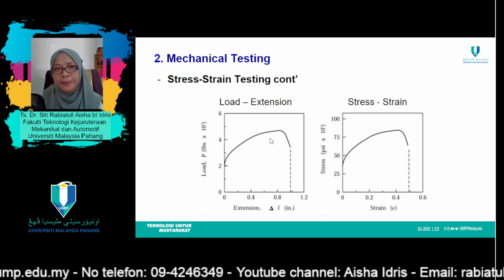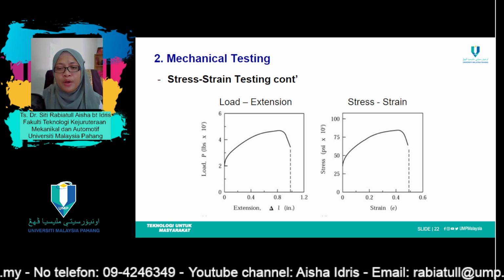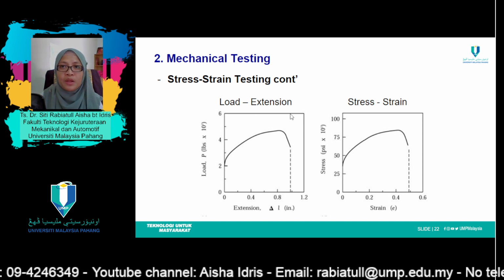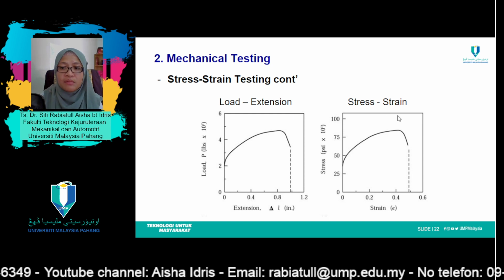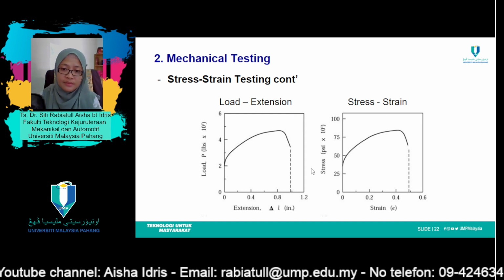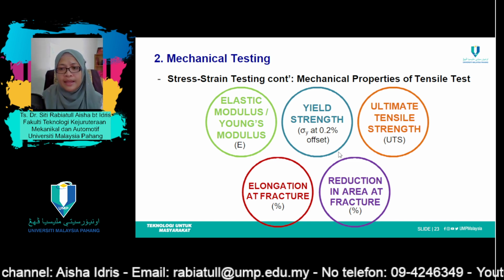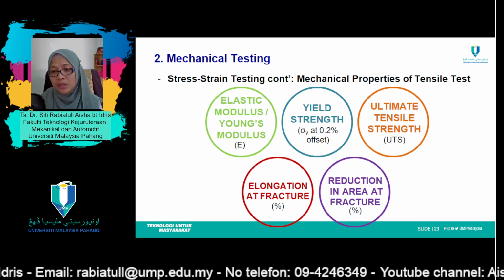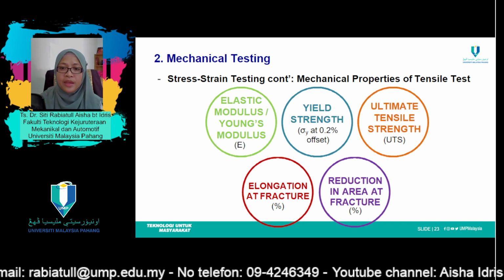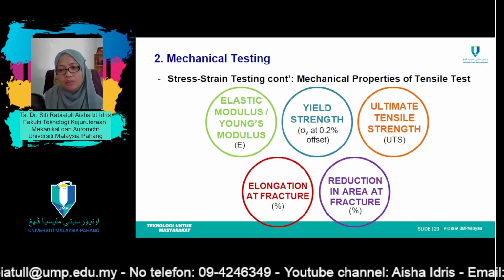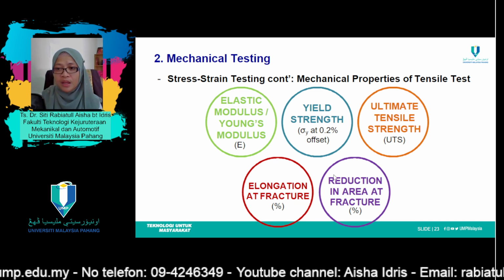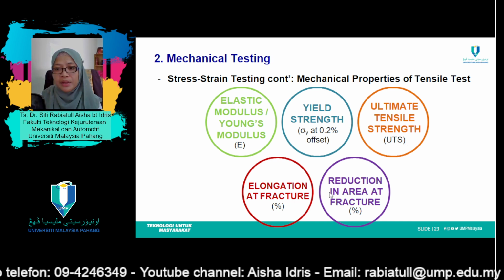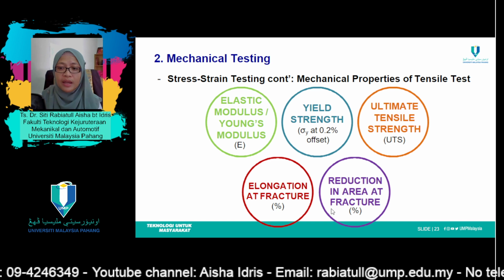And other than the stress strain curve, we can also get load tension data as well as stress strain data from the tensile test. In the tensile test, there are mechanical properties that are very important for us to know, and these include elastic modulus or Young's modulus, E, yield strength, ultimate tensile strength, UTS, elongation at fracture, as well as reduction in area at fracture.